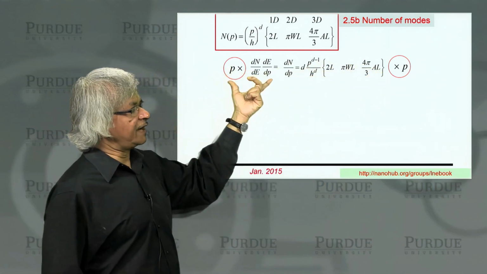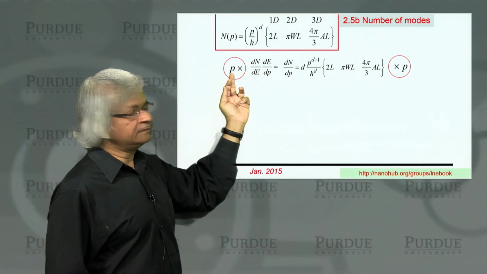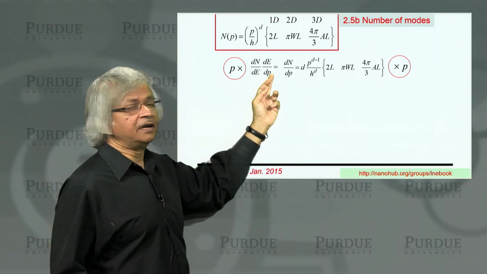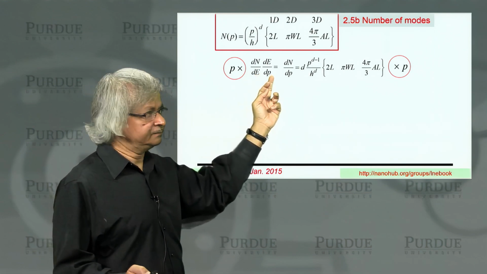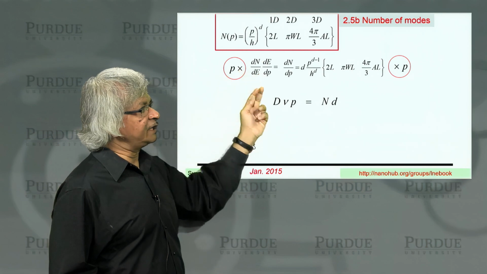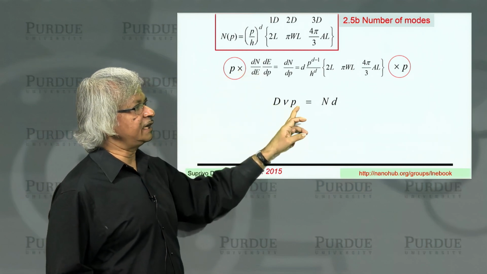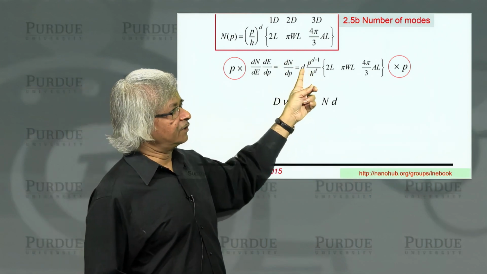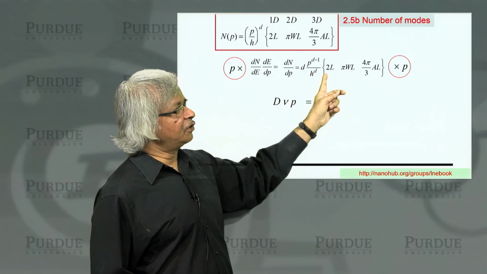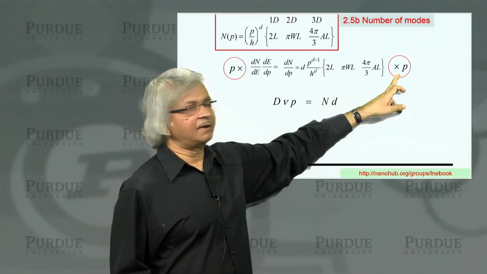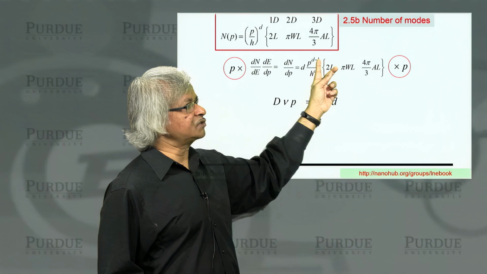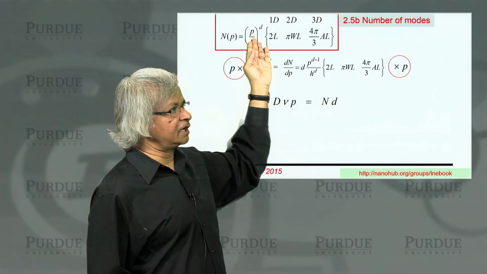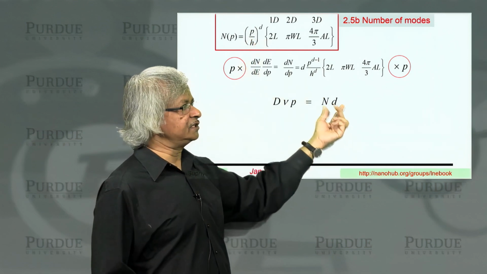Now let's look at what we have on the left-hand side. We have p, we have dN/dE, which is density of states, and then we have dE/dp, which is the velocity. So on the left-hand side, we have density of states, velocity, and p. What do we have on the right? Well, we have the number of dimensions d. And then if you notice, whatever we have here, once we multiply by p, this p to the power d minus 1 times p becomes p to the power d. And so we basically get back what we started from, namely the N. And so it's just d times N.